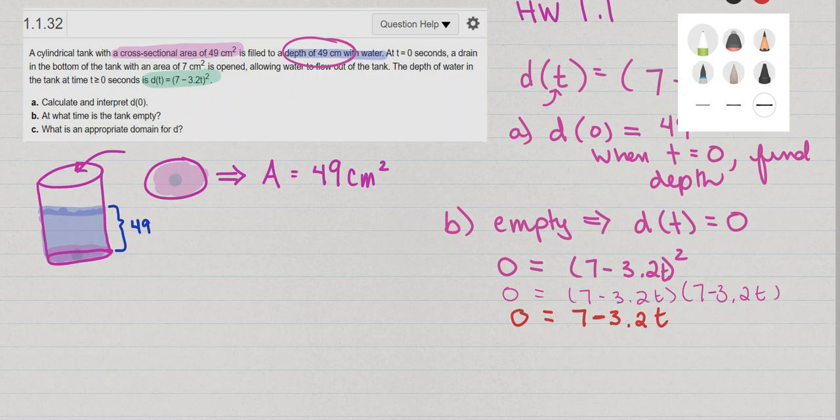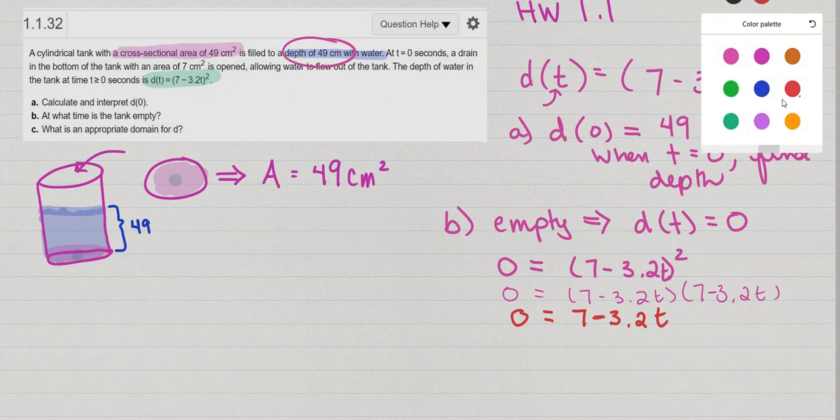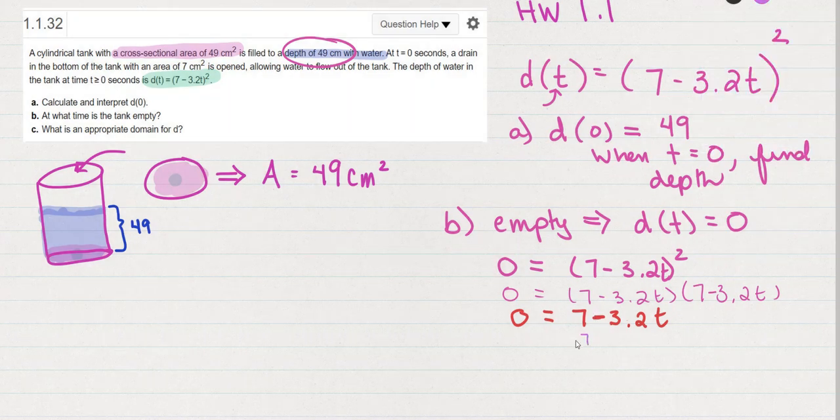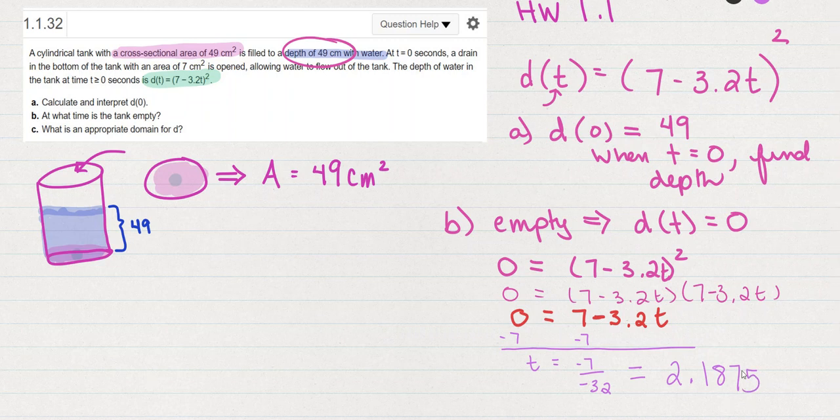So I could subtract 7 from both sides and then divide by negative 3.2, and I'd get that t is negative 7 over negative 3.2. And when I put that into my calculator, I got 2.1875. Notice that those two negatives divide each other out, so they undo each other. We've got a positive 2.1875.